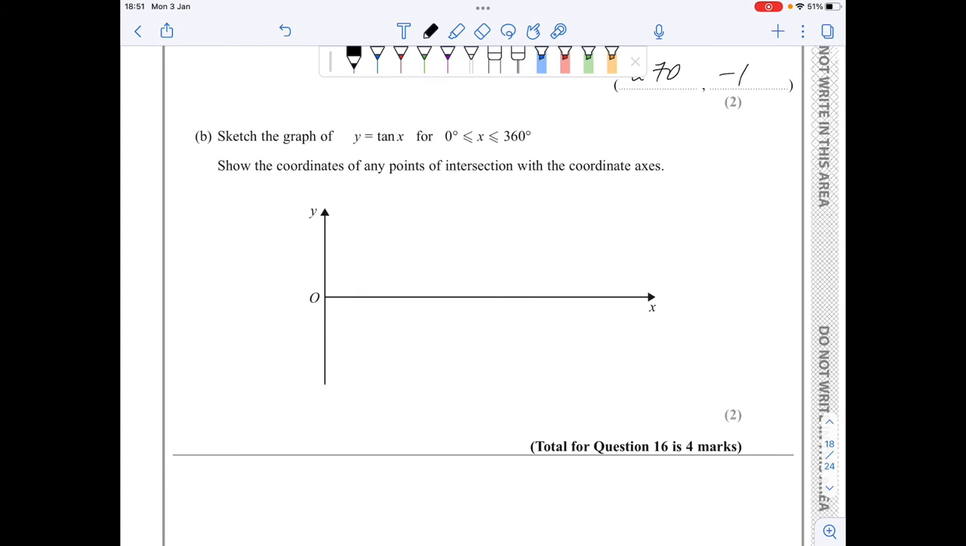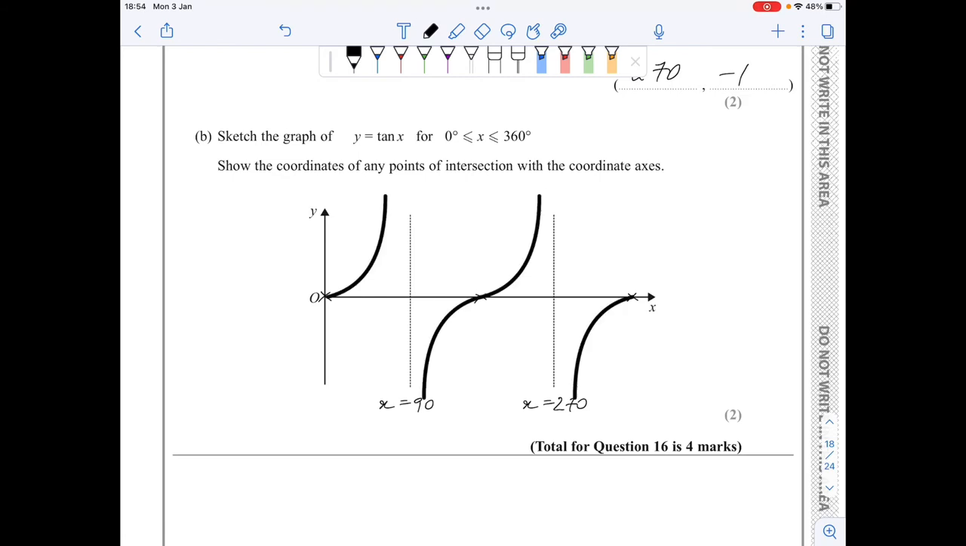Then for part B, I need to sketch the graph of y equals tan x for values between 0 and 360. Now, I should know that there are some asymptotes here, and the asymptotes occur at x equals 90 and x equals 270. And also this graph cuts the x-axis at 0, 180 and 360. So let's complete by drawing the actual graph. And that is how the final graph looks.